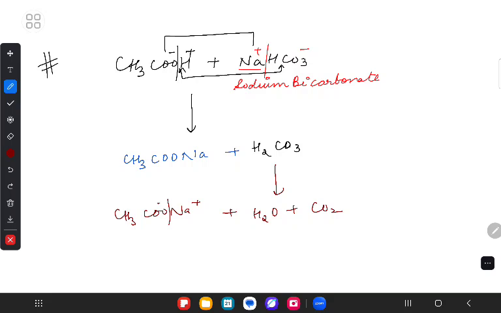How do you name this compound? It's a salt, obviously. See, what is a salt? Sodium ethanoate. Yeah, exactly. The name is sodium ethanoate because it is coming from the acid which is ethanoic acid.